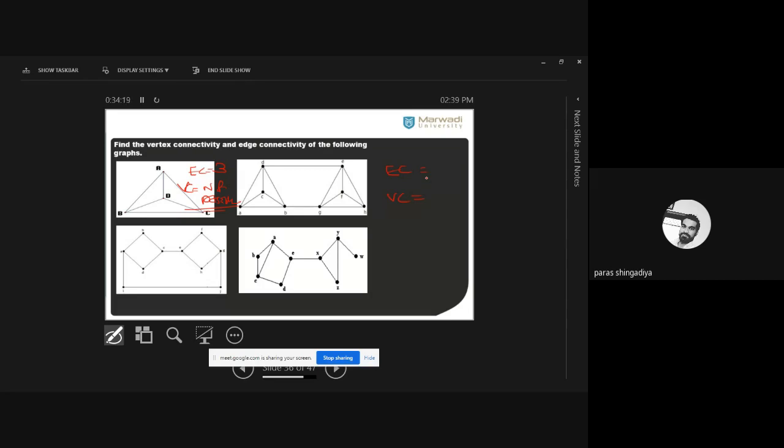Edge connectivity is equal to 2. Okay. Which two edges will we delete? The ones in between these two triangles. Okay. These are the two edges, DE and BG. Remove both of them from here. So you can easily make the graph into two partitions. So edge connectivity is 2.